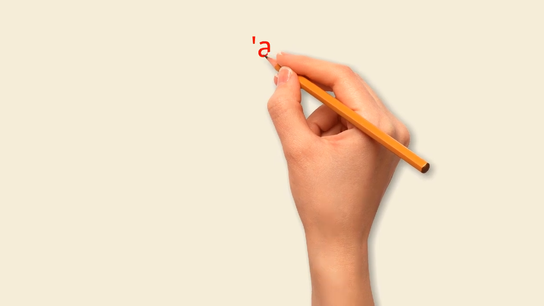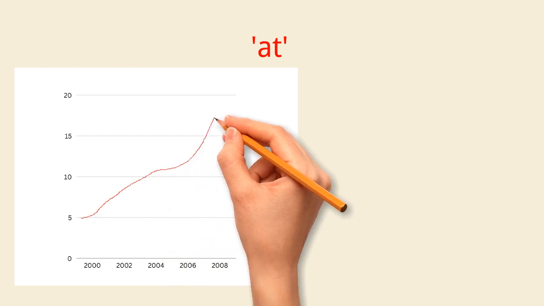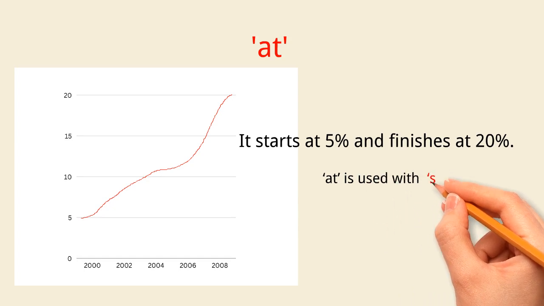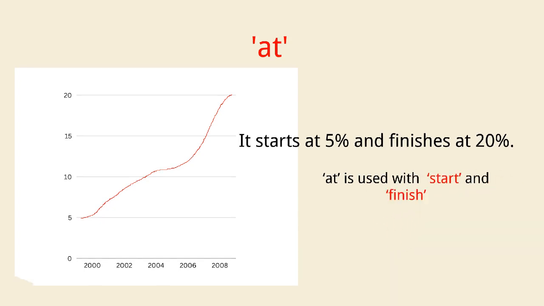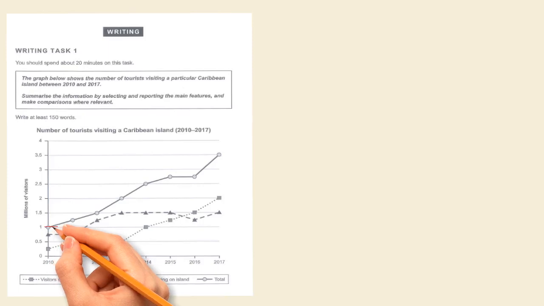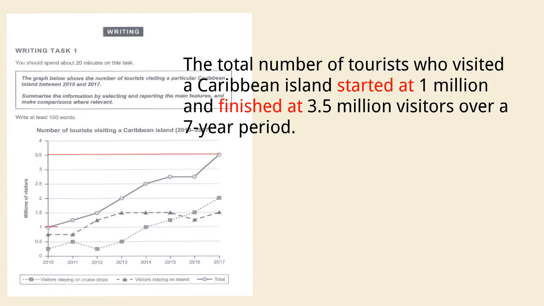There are 3 main points when we use at. First, it starts at 5% and finishes at 20%. The preposition at is used with the verbs start and finish. Let's look at the following graph from Cambridge 15 practice test. The total number of tourists who visited a Caribbean island started at 1 million and finished at 3.5 million visitors over a 7-year period.